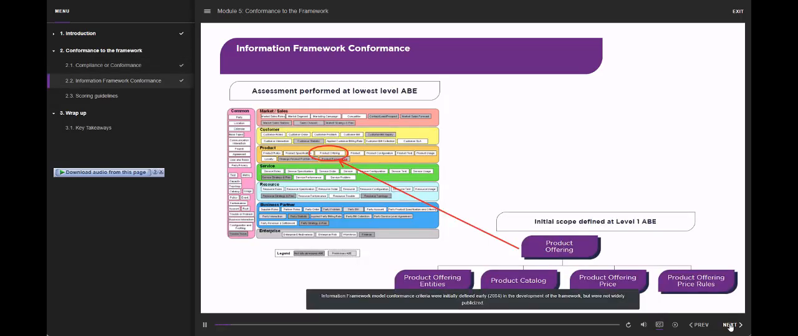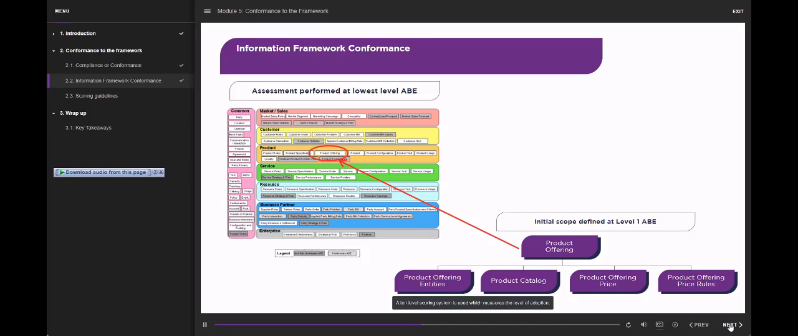Information framework model conformance criteria were initially defined early, in about 2004, in the development of the framework, but they were not widely publicised. The term SID compliant is often used, but it itself is too general. It often results in the question: conformant to what part of the framework? Well, the answer is that conformance is defined at the aggregate business entity or ABE level. In fact, conformance is measured at the lowest ABE level, as shown here for the product offering level 1 ABE and its level 2 ABEs.